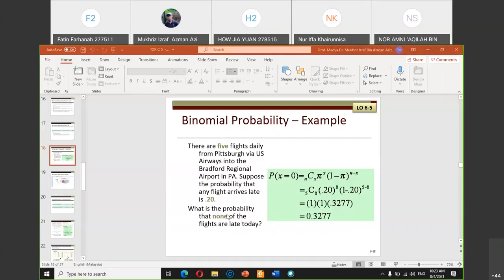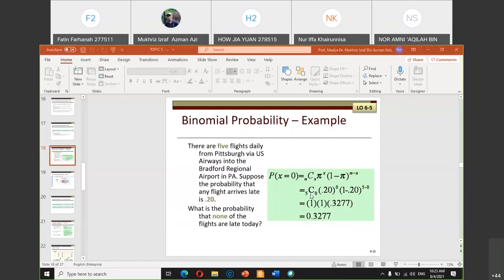So we are referring to the flight arriving late as our probability of success. We want to calculate the probability that 0 flights arrive late, so P(X = 0). Just plug into this simple formula here: nCx, 5 choose 0.